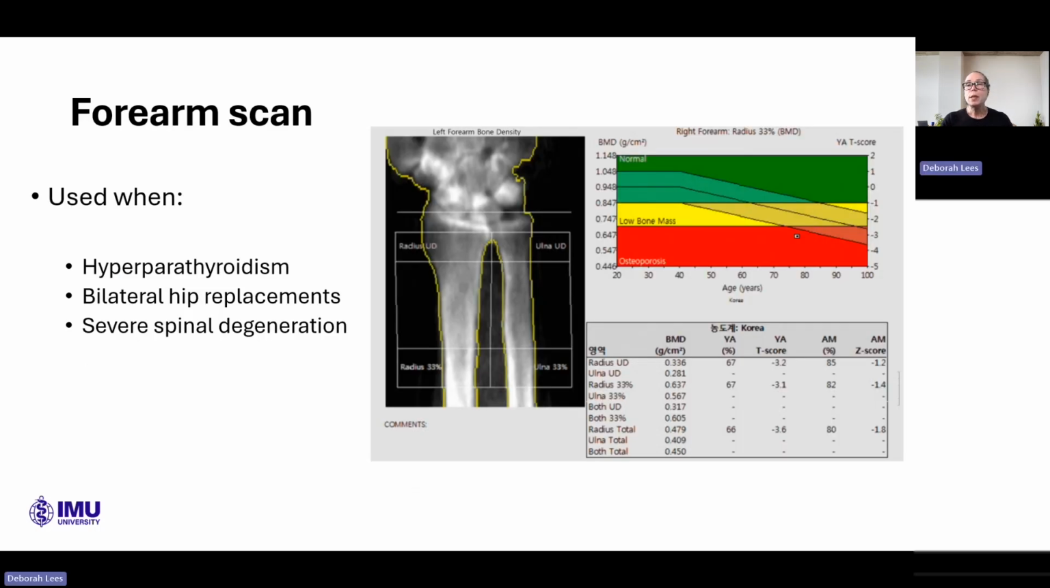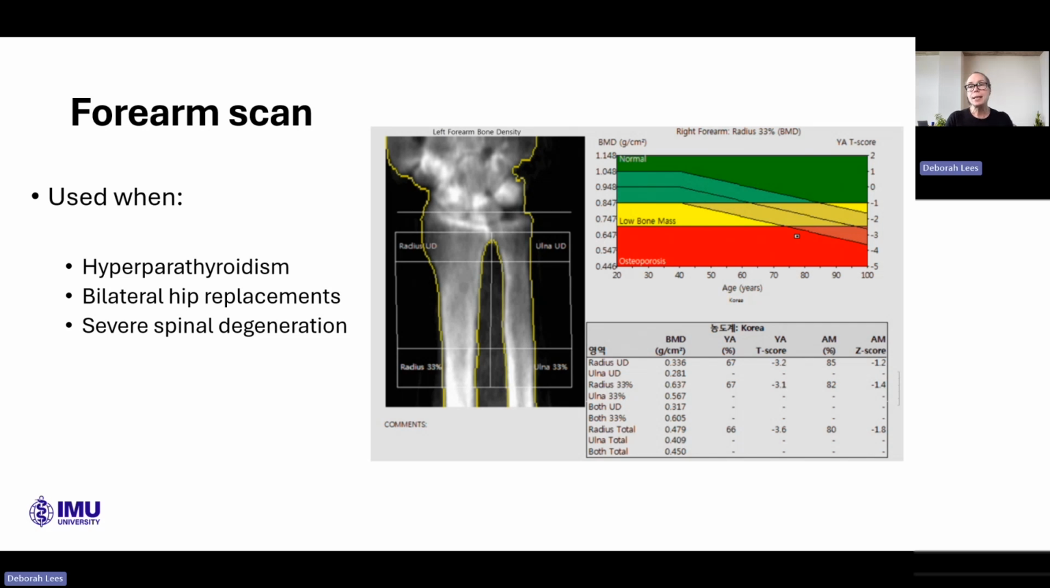Now, the forearm is used in a number of different scenarios. So if the person has got hyperparathyroidism, and a lot of that is because you end up with changes in the spine, which then affect the reading that you've actually got. Some people have had bilateral hip replacements, which means that you essentially don't have a hip to scan because they're metallic, or they've got severe spinal degeneration to the point that you just don't actually get any sensible numbers out of the scan.